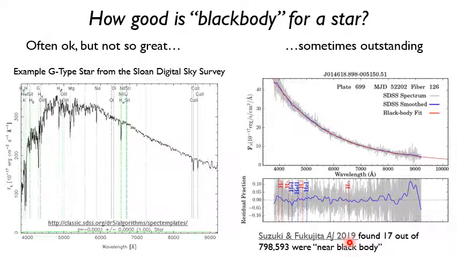So this neat paper from not too long ago, they looked at a huge sample of stars from the Sloan Digital Sky Survey, and they found a handful are just about perfect blackbody. So you can fit that with a blackbody, look at the residual from the fit, and you see that there's very little residual there. So basically the blackbody approximation is what we're going to proceed with because it allows us to do things analytically.